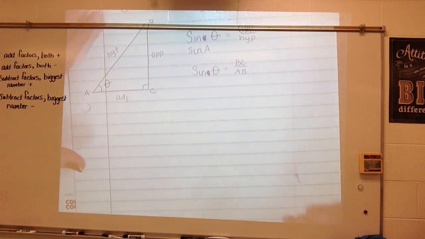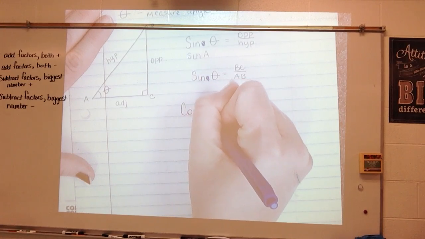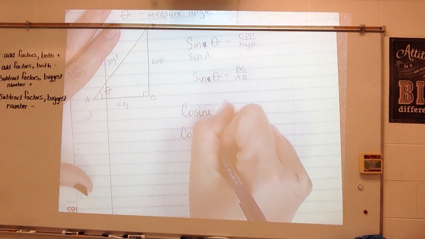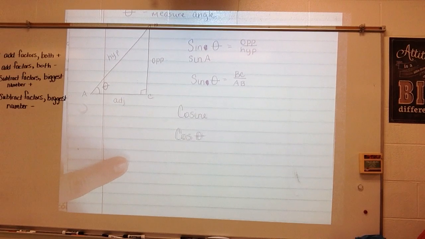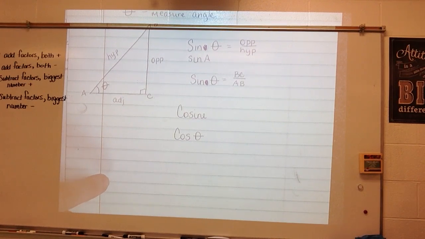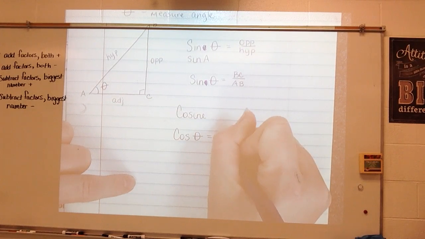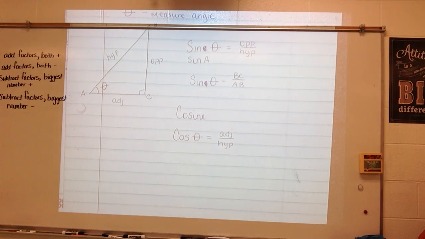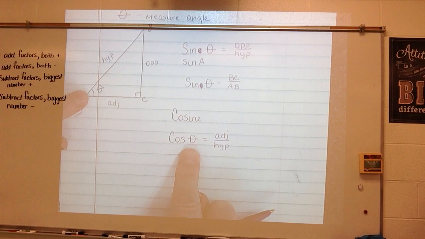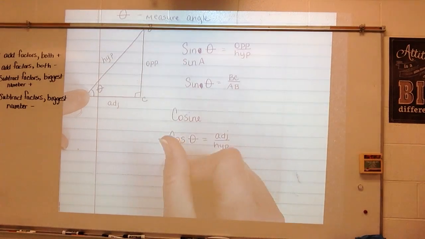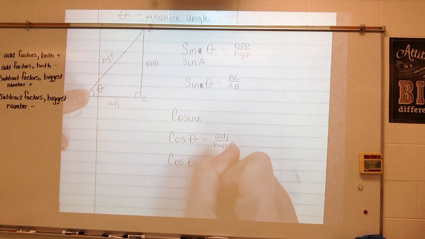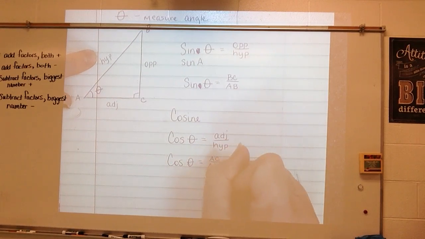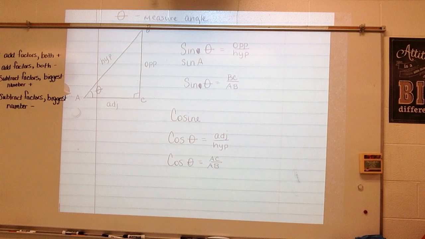All right, let's look at the cosine. If I want to find the cosine of my angle, we write it cosine, COS, of my angle. My cosine is my adjacent over the hypotenuse. So if I were dealing with angle A, then the cosine of my angle would be AC over AB.